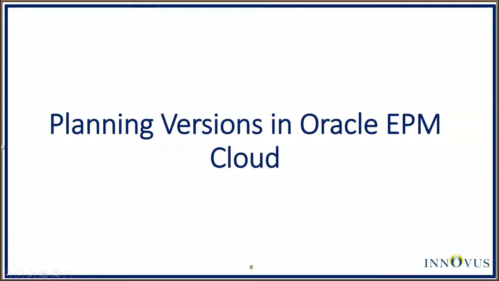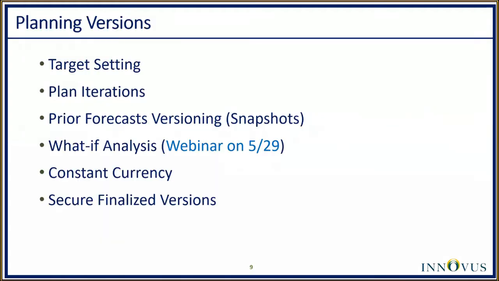Thank you again, Gary. So we will be covering planning versions in EPM Cloud today. There's multiple functionality that can be performed using versions in planning. What we will be covering today is target setting, plan iterations, creating forecast snapshots, and What-if analysis. We will not go into detail in this webinar. We have one next Friday, and we will be covering that in detail in the next webinar. We will talk a little bit about constant currency and how to lock finalized versions.